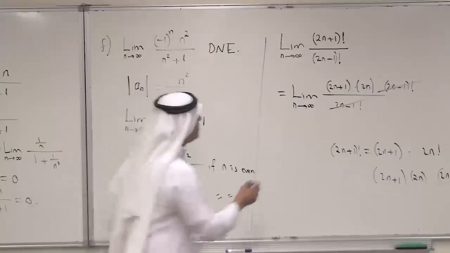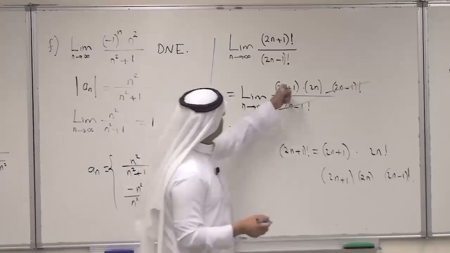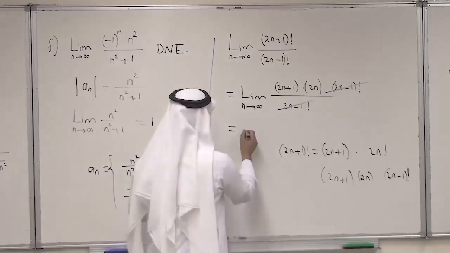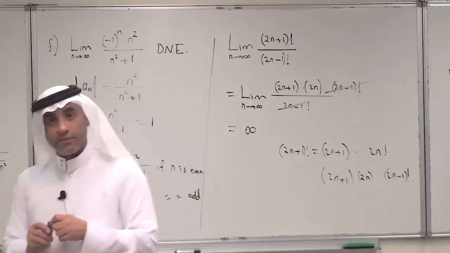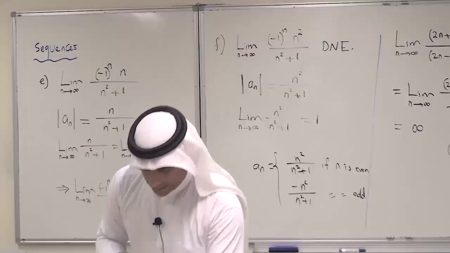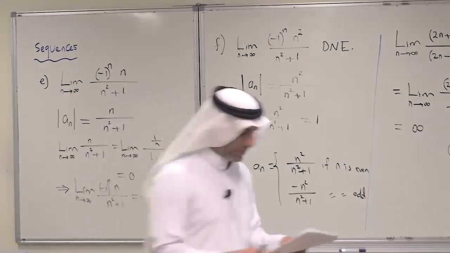So what happens as n goes to infinity? Of course, this is going to infinity, this is going to infinity, and the multiplication also goes to infinity. So the limit again does not exist. It will go to infinity. That is the way we deal with factorials. Okay, fine.